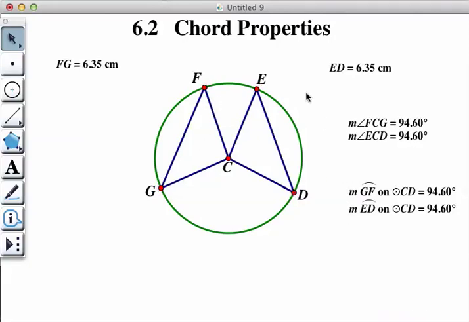All right, so there's my first two properties of chords. Congruent chords determine congruent central angles, and they intercept congruent arcs as well.